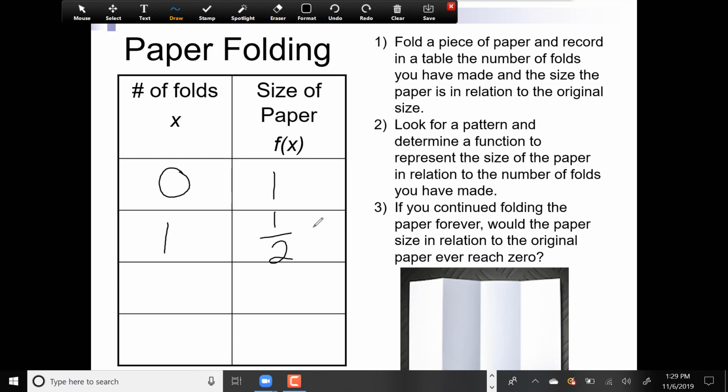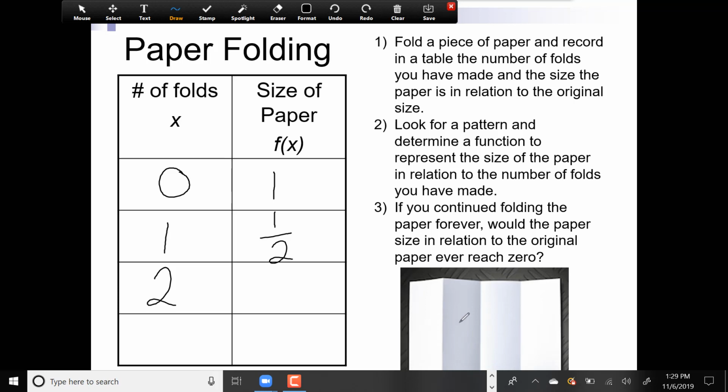So we have half of the paper showing after we've folded it once. Then fold it one more time. So you're going to have 2 folds in it, and keep it folded. Now notice that in this picture here, we folded in the middle, and then I fold it again.